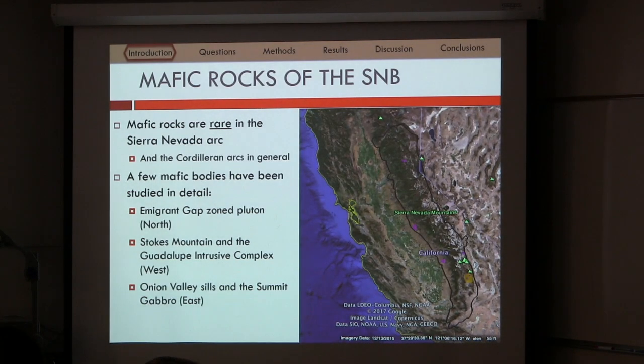Okay. So in the Sierra Nevada batholith, I mentioned that they're largely granodioritic in composition. There are some mafic rocks. These are our look at the parental magmas of the Sierra magmas.